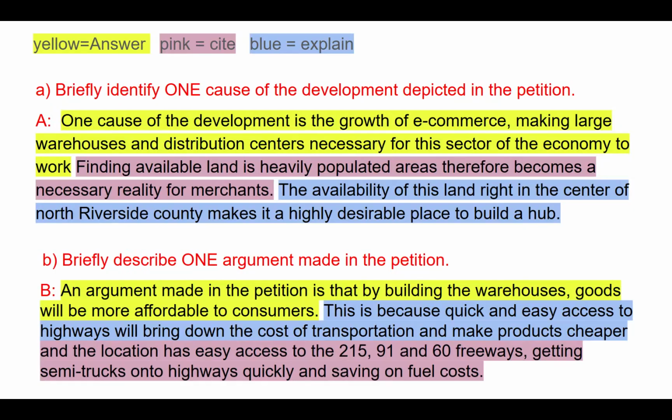And then that goes right on into the citation of something specific. And the location has easy access to the 215, 91, and 60 freeways, getting semi-trucks onto highways quickly and saving on fuel costs. That's, of course, exactly from the document. So notice again, prompt B, we are ACE-ing the answer.